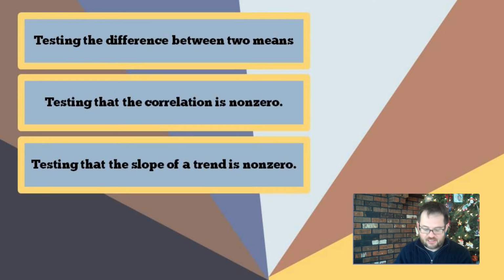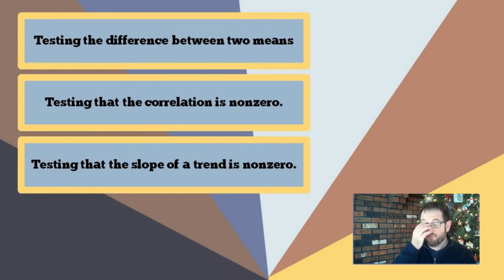There are tests like this for finding the slope of a trend line. This would be a test to see if beta 1, the slope of a regression line, or the slope of a trend line, was equal to 0 or not. So your null hypothesis would be something like H naught: beta 1 equals 0, and your alternative hypothesis would be HA: beta 1 is not equal to 0. Okay, I can see how that would work.